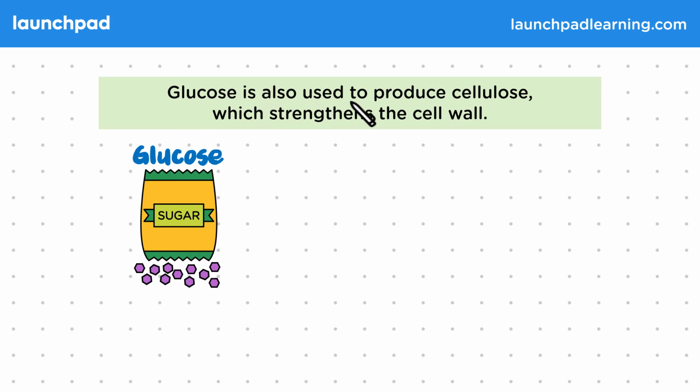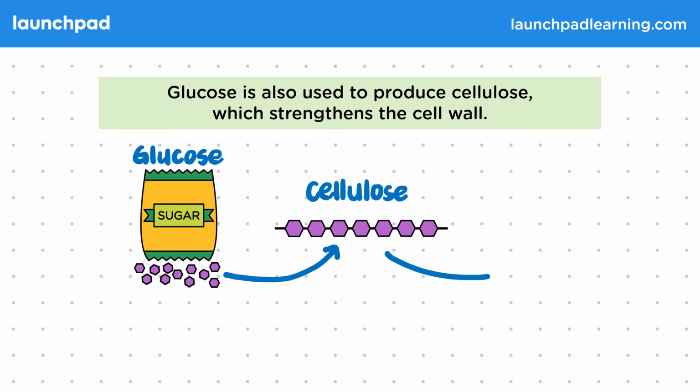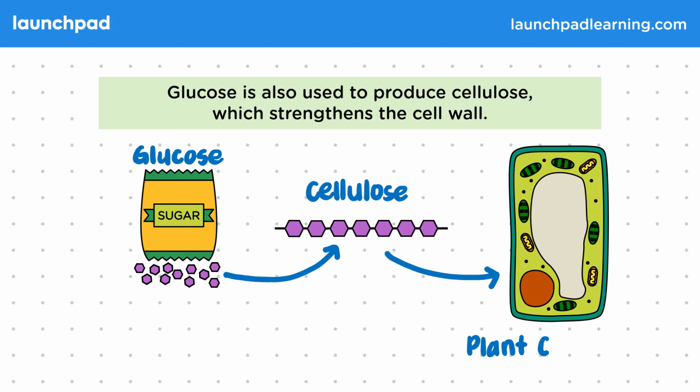Glucose is also used to produce cellulose, which strengthens the cell wall. So glucose molecules are also converted to the polymer cellulose, which forms the strong cell walls of the plant and algal cells. What other substances can glucose be used to produce?